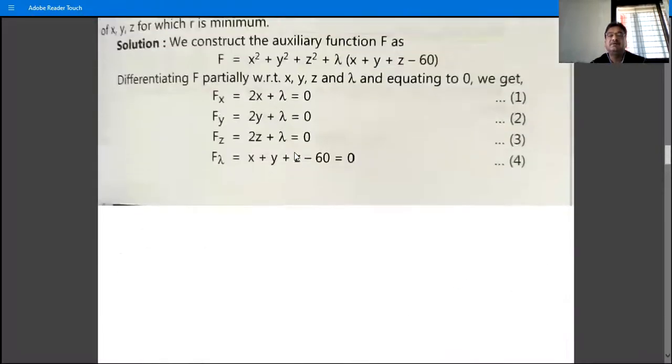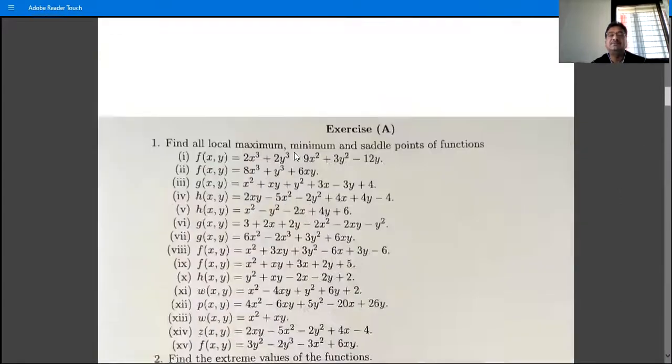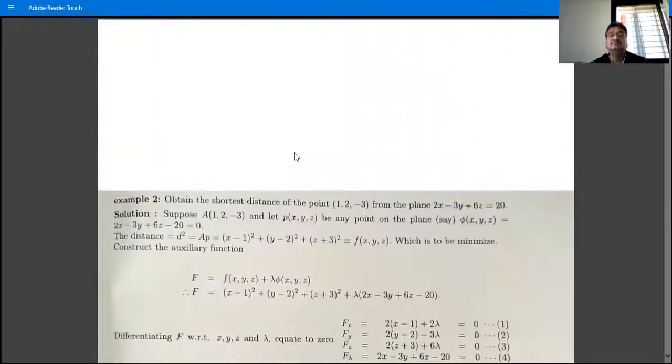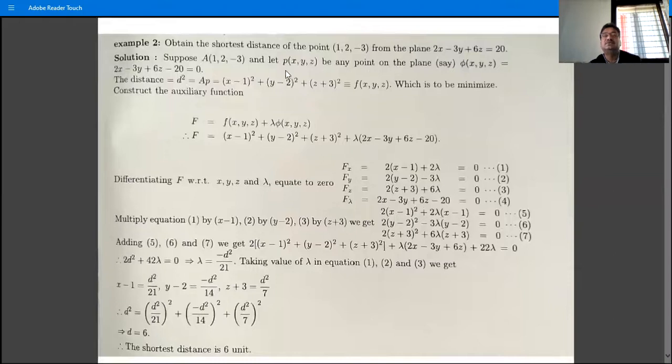So some other problems. This is also solved in the previous lecture. Instead of +3, here it is -3. So find the shortest distance of the point from this plane. Suppose the point P(x, y, z) lies on the plane, therefore this equation is satisfied. Therefore this is the condition, phi(x, y, z) is 2x minus 3y, and x, y, z is the required point, suppose the point on the plane.